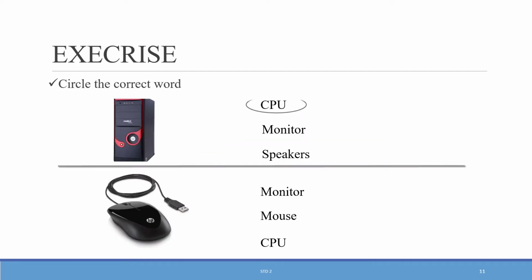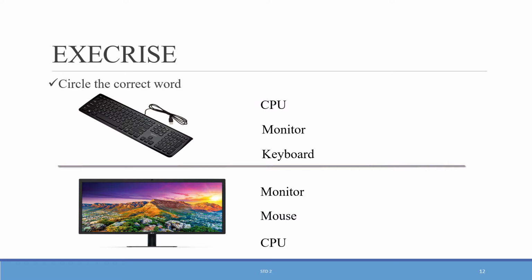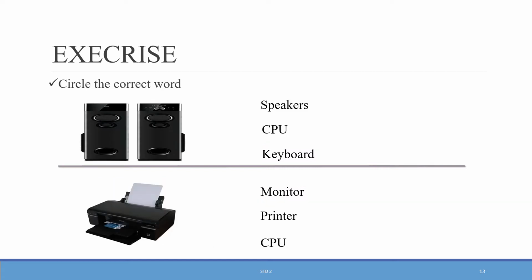The first picture is about CPU. So I am circling the CPU. Second is mouse. So we circle the mouse. Now keyboard and the monitor. So we circle the keyboard and monitor also. The speaker, and the last one is the printer.